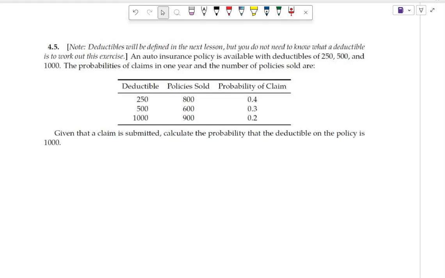All right, so let's look at this one. It says you've got an auto insurance policy with deductibles of $250, $500, and $1,000. You've got the probabilities of claims in a year and the number of policies sold. It says given a claim is submitted, figure out the probability that the deductible is $1,000. All right.